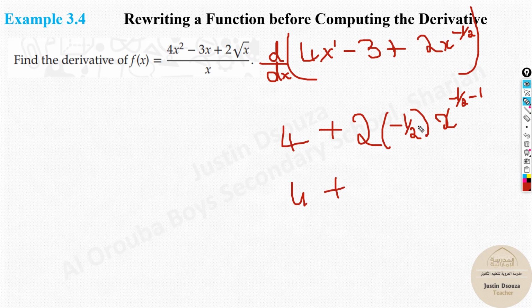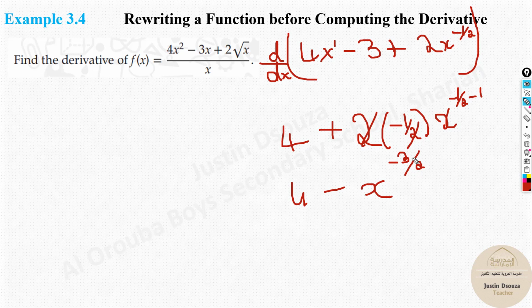It will be 4 plus, this 2 and this 2 cancels. But remember, this negative sign remains, so it will be minus x to the power 3 by 2. Sorry, minus 3 by 2. Why? Because negative 1 minus half, when you add it, is negative 1.5 or 3 by 2. That is how we solve it.